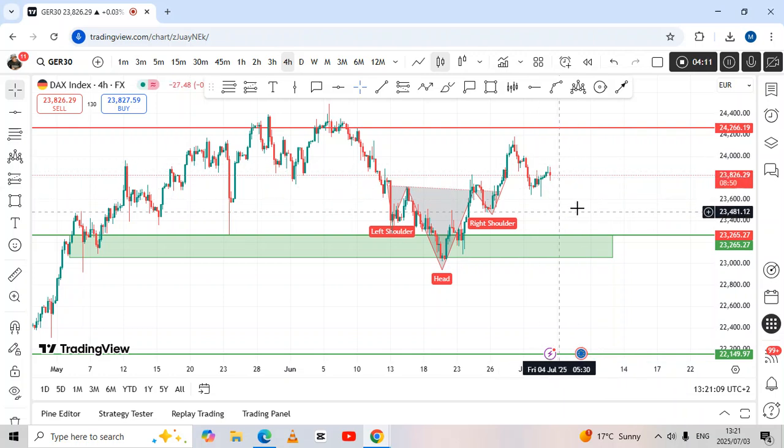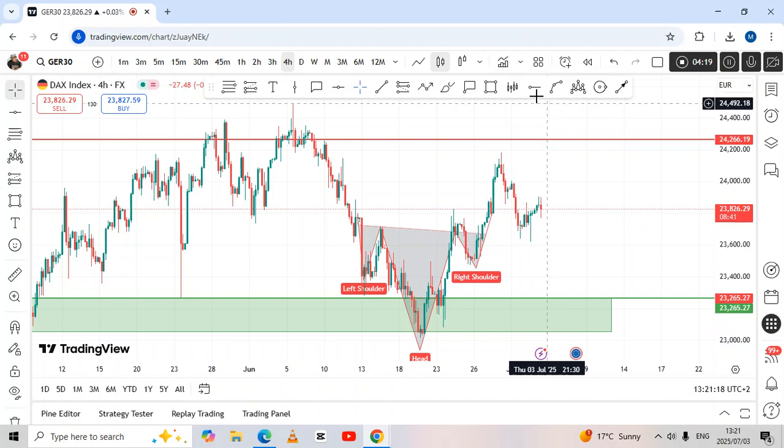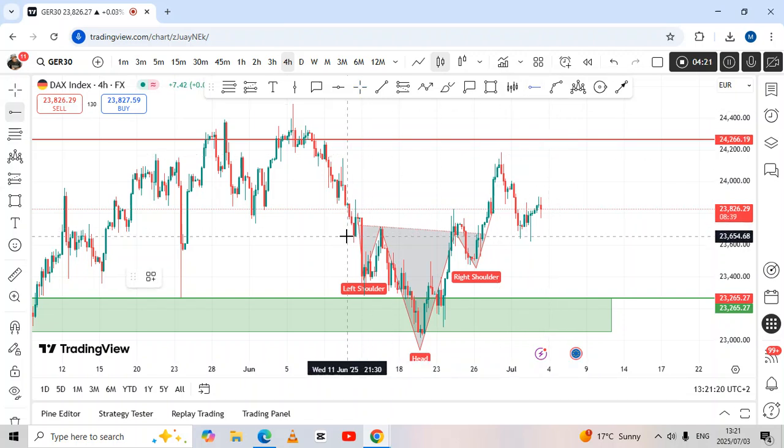Okay, fine. What happened, guys? What happened is that on Monday, price dropped after the break of Friday and Thursday. Price broke our neckline of the head and shoulders, which is this area here.